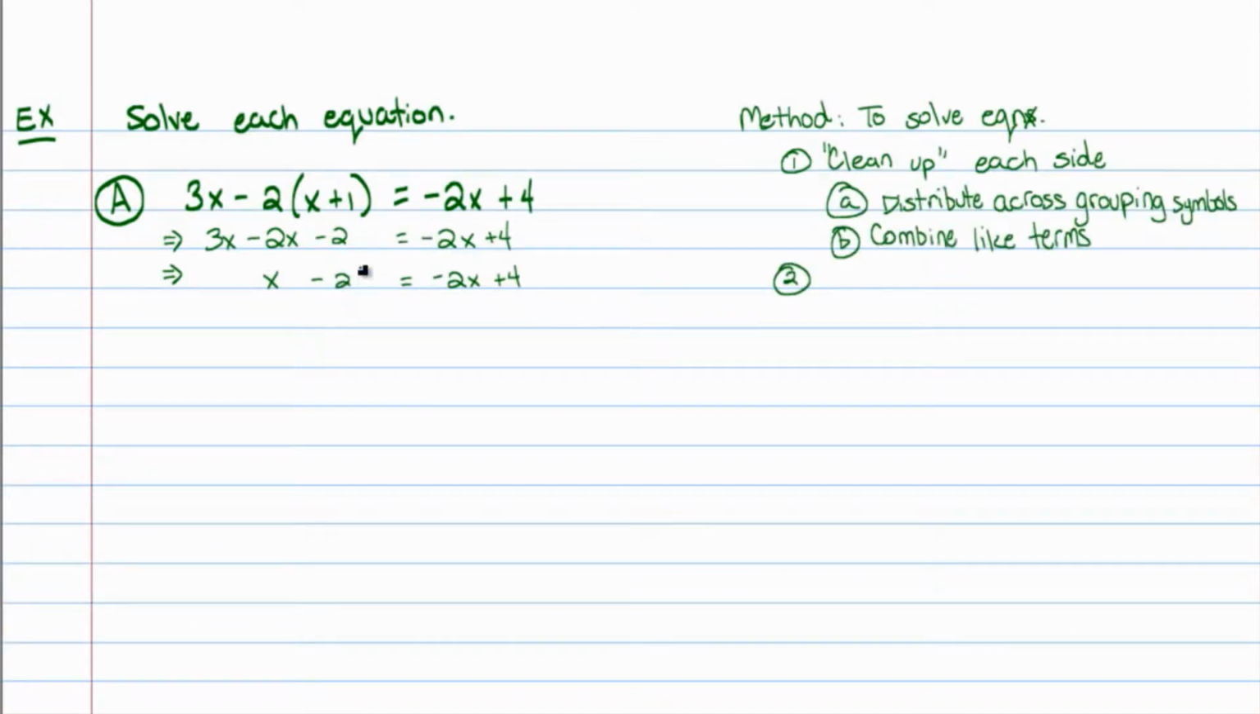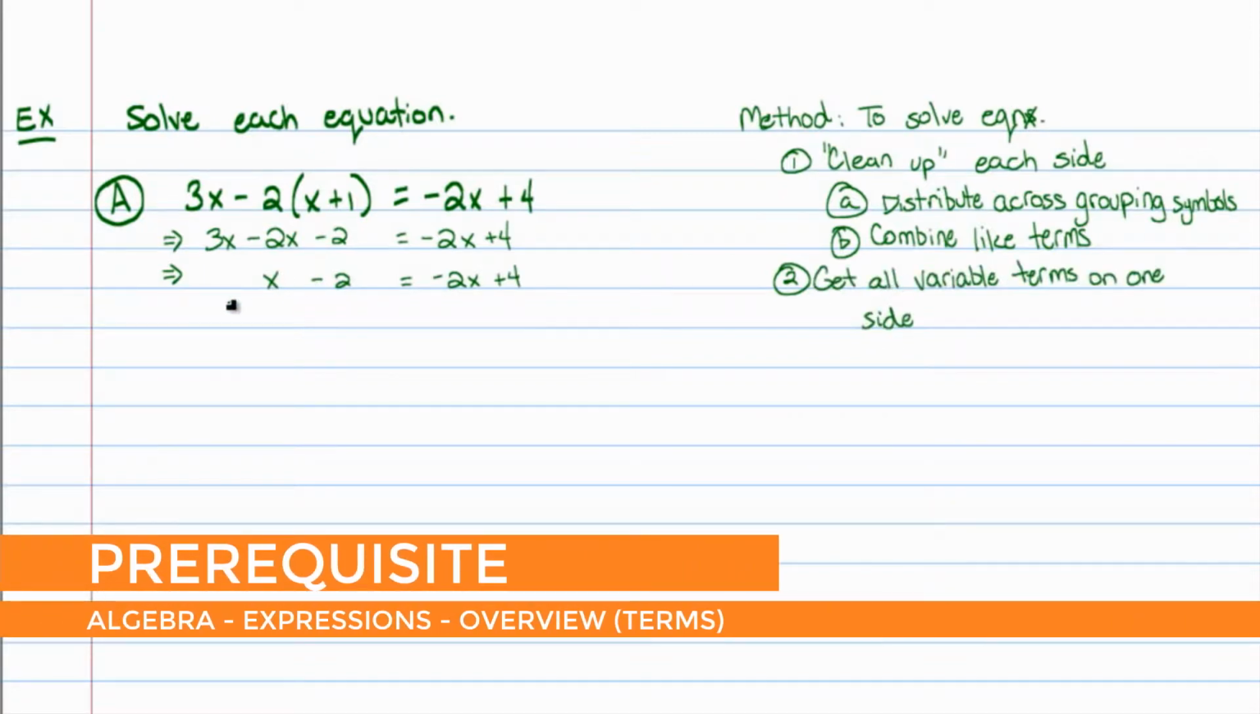The second thing I do, now that I've done that, and I can't go any further, is I get all my variables on one side and all my constants on the other. In fact, it's better said just get all your variable terms on one side. So I look at this equation, I think to myself, well, what would be better?